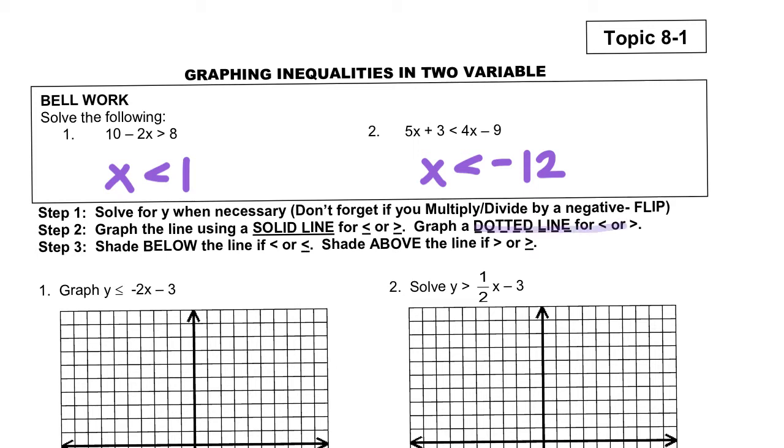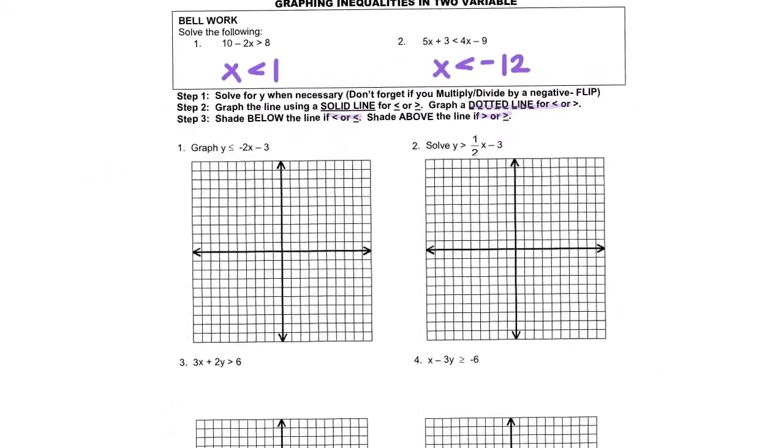Step 3 will shade below the line if it's a less than or equal to. And finally, we'll shade above the line if it's greater than or equal to. So let's look at example 1.